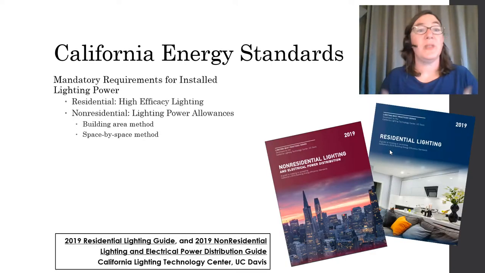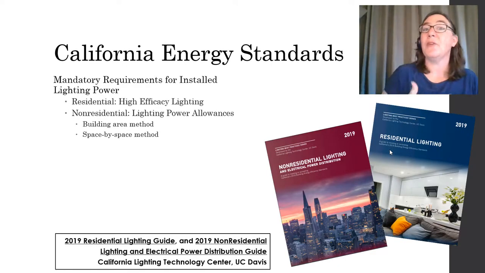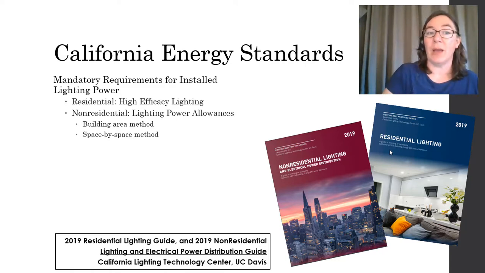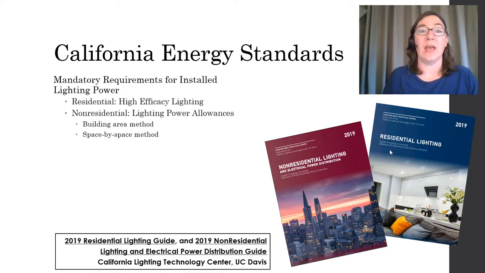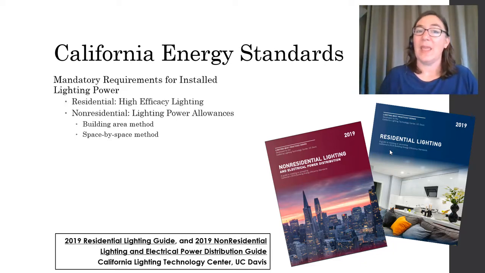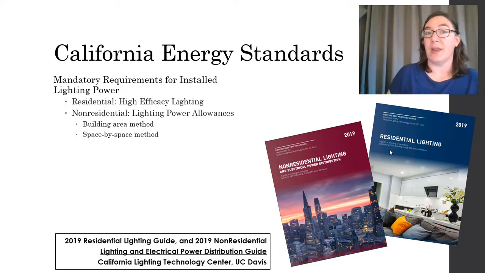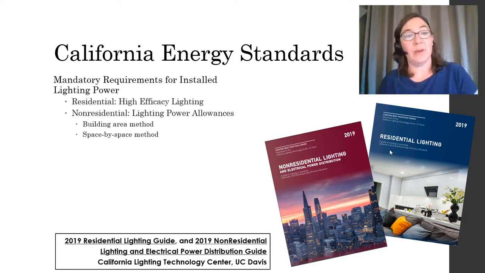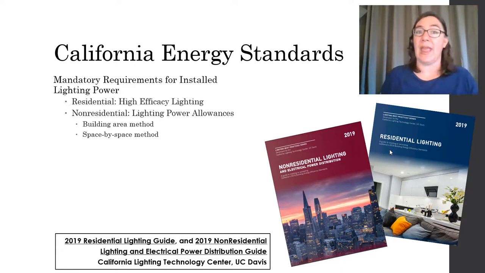All right, everybody. So in this video, we just talked about the California energy standards and the mandatory requirements for installed lighting power. We talked about the residential requirements, and that was the JA8 high efficacy lighting. And we talked about the non-residential requirements. That would be the lighting power allowances, building area method, and space by space method.